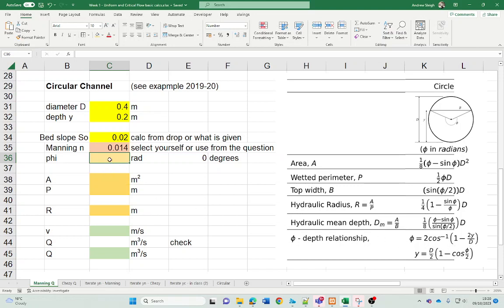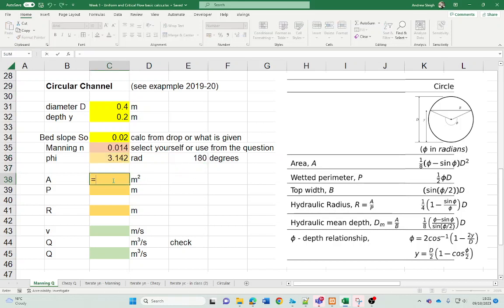So phi is equal to 2 times arc cos of (1 minus 2 times y divided by the diameter), and it comes up 3.142, which we know is pi. I've actually done a conversion there just to check. It's not a formula, it's the function degrees: you put radians in and it gives you degrees out, so 180, we know that.